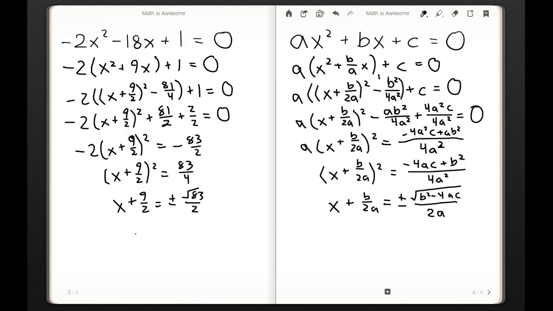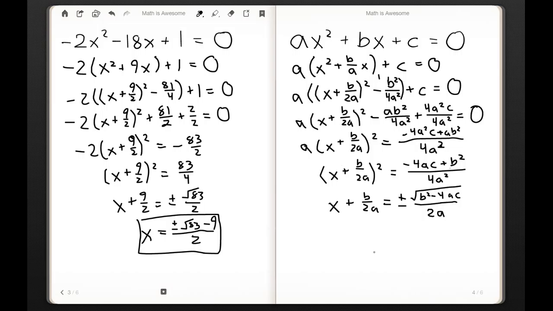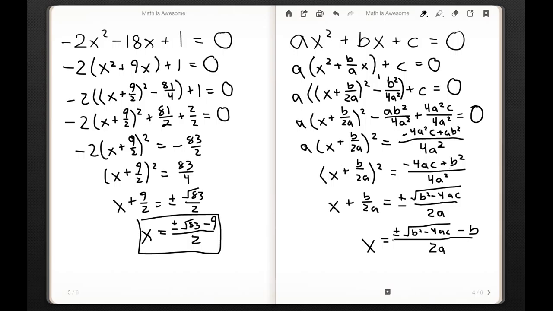And now we see that since they have the same denominator, we can write it as a combined fraction. Bring over the 9, it becomes negative. This one is plus or minus square root of 83 minus 9 over 2. This one is plus or minus the square root of b squared minus 4ac minus b. We brought the b over. The whole thing over 2a. And there we go. That is the quadratic formula.